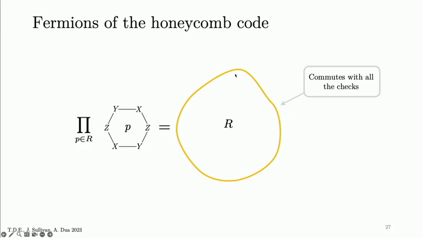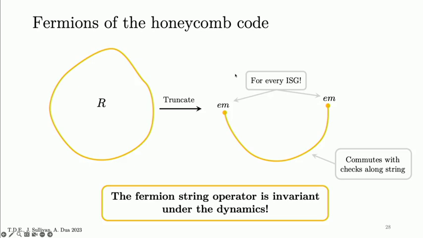Now we'll truncate this string operator. Let's just cut it. We know that it commutes along the length of its string with all the checks, but it may fail to commute with the checks and the stabilizers at the endpoints. And it can be verified that, in fact, what this string operator does is it creates EM anyons. And this is true for all of the ISGs. This is important because it means that the same string operator can be used to create EM anyons for each of the ISGs. That means the same short string operators can be used to condense fermions in each of the ISGs.